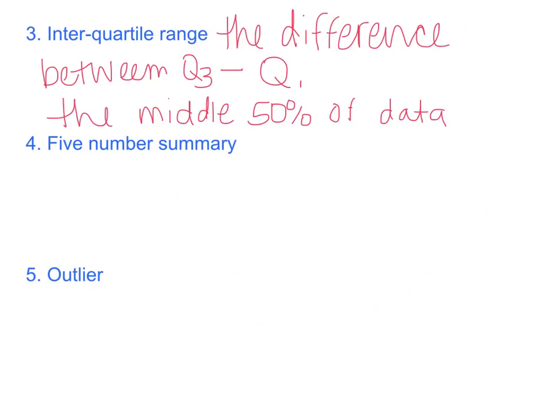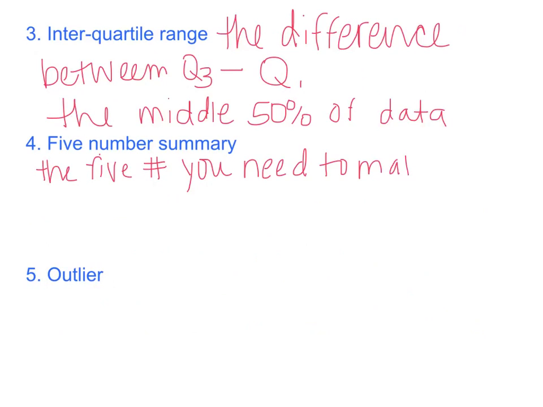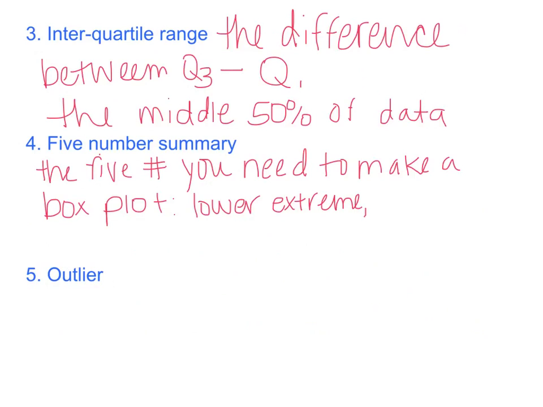The next one is going to be our 5-number summary. This is going to be the 5 numbers you need to complete a box plot. And that's going to be your lower extreme, quarter 1, the median, quarter 3, and the upper extreme.